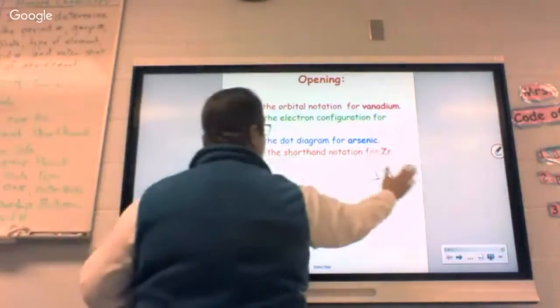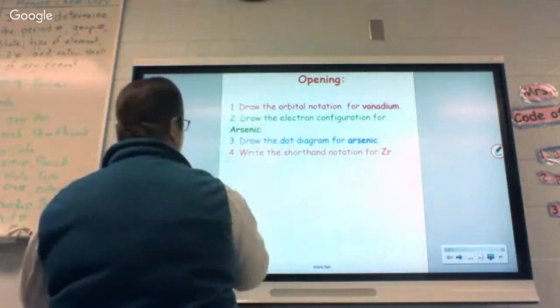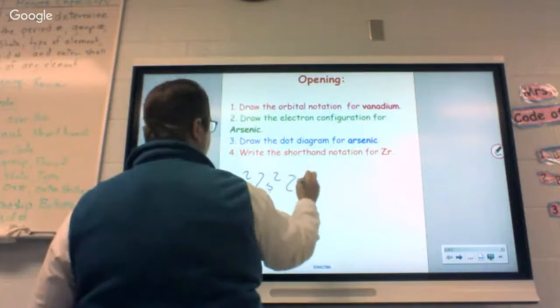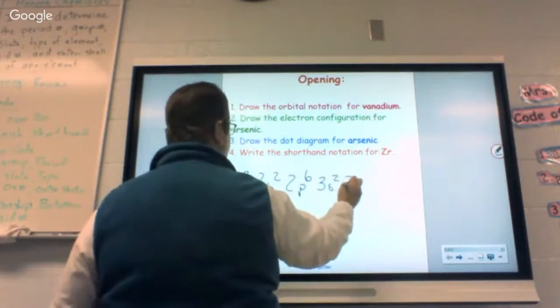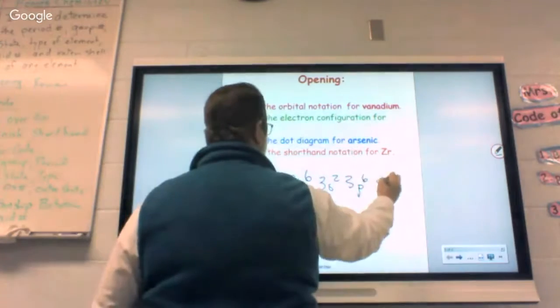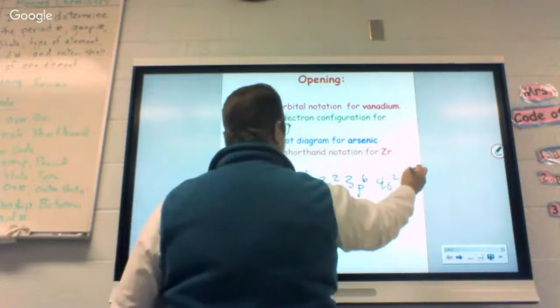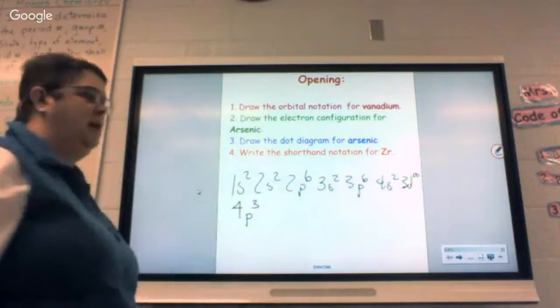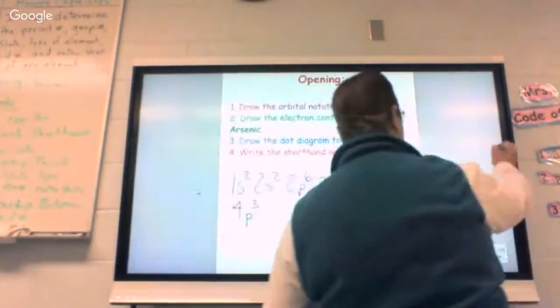All right, the electron configuration for arsenic. 1s2, 2s2, 2p6, 3s2, 3p6, 4s2, 3d10, 4p3. Okay? Dot diagram. What's the highest energy level?